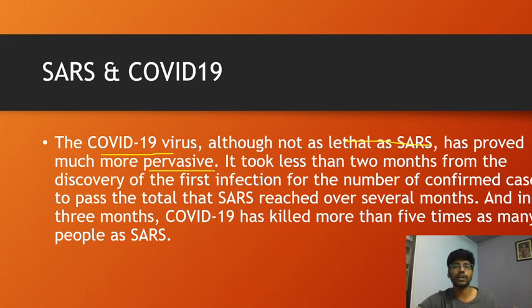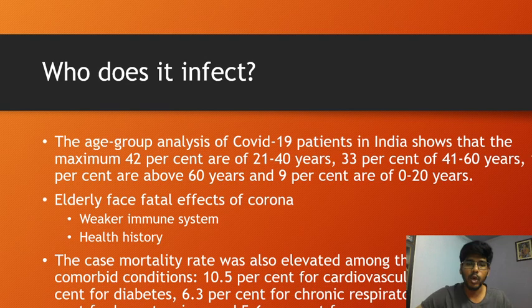And also the children do not show any symptoms. They are asymptomatic carriers. From the children to the grandparents, it can be easily transmitted, and the grandparents may be at risk, right? Even recently, a small child of about 7 months of age has died in America. So this is about SARS and COVID-19.